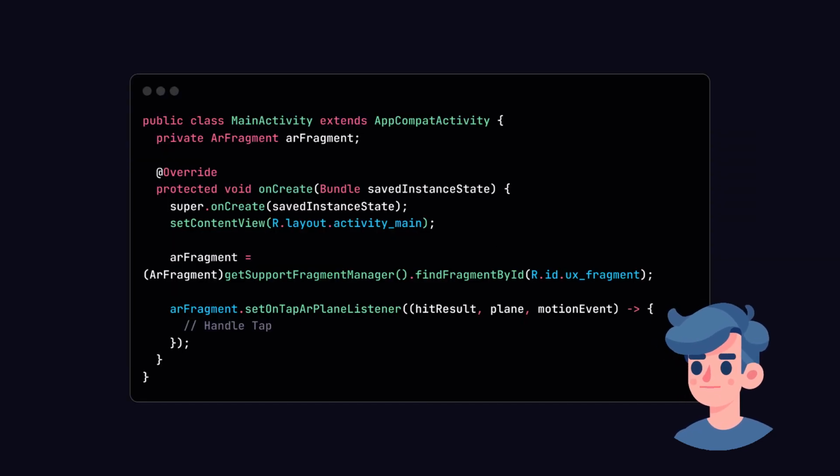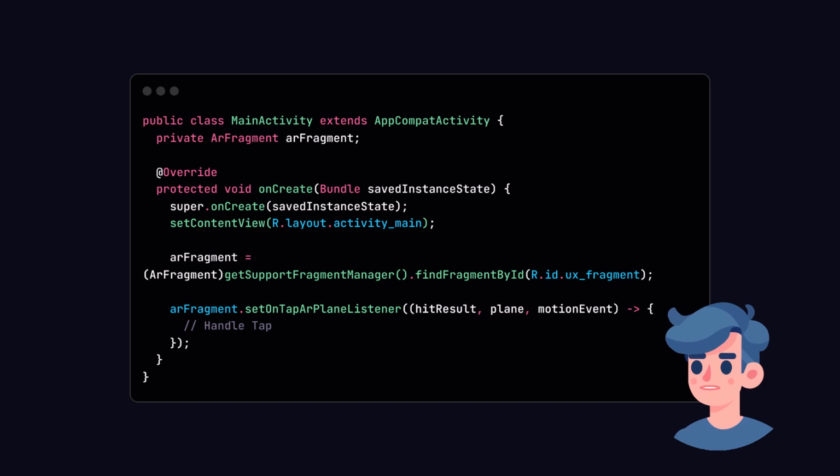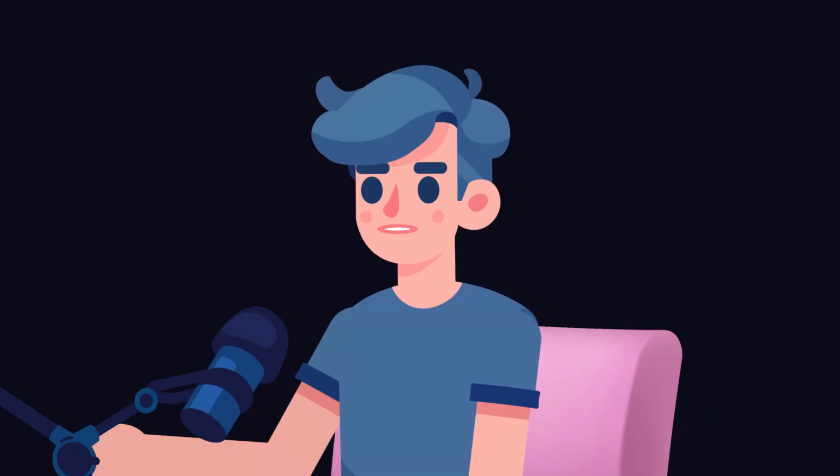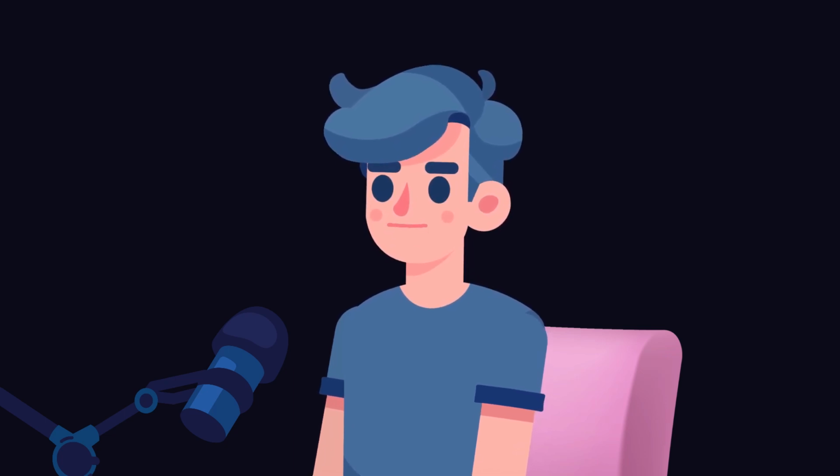Now, let's move to the Java file associated with our activity. We'll need to define an AR session and set it up. To do this, we'll retrieve the AR fragment and set a tap listener that triggers when users tap the screen. In the above code, we are setting up an on-tap AR plane listener for our AR fragment, which will allow us to place AR objects when the user taps on a detected plane.